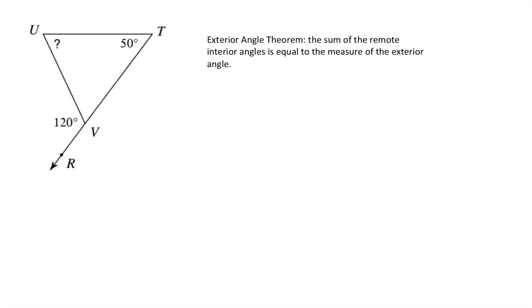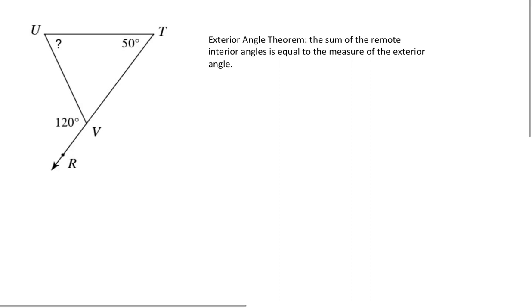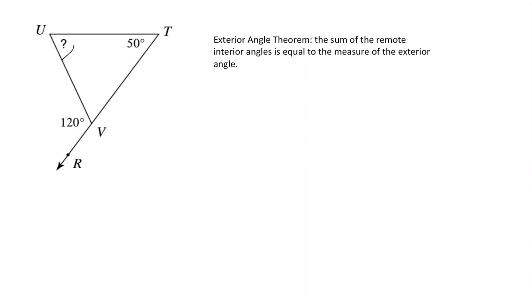Exterior angle theorem. The sum of the remote interior angles is equal to the measure of the exterior angle. Now, let's take this triangle for example. The measure of angle U is a remote interior angle because it is on the inside of the triangle. Also, the angle measure of 50, which is T, is a remote interior angle. On the outside, we have 120, which is the exterior angle.